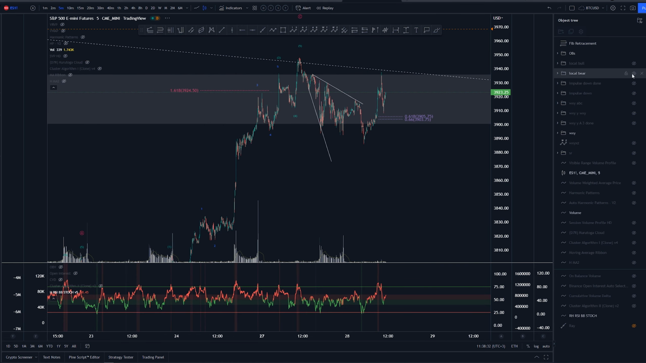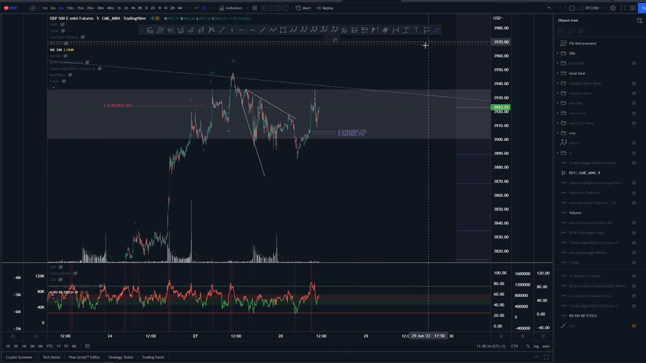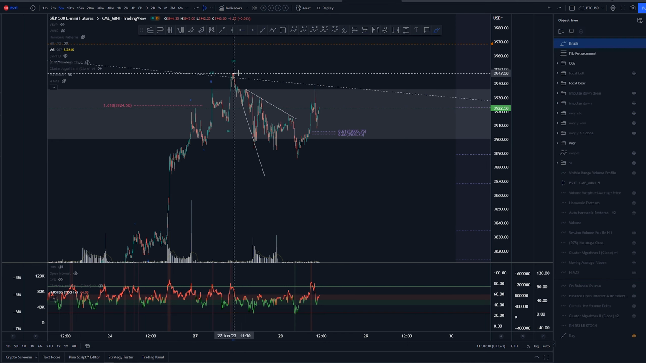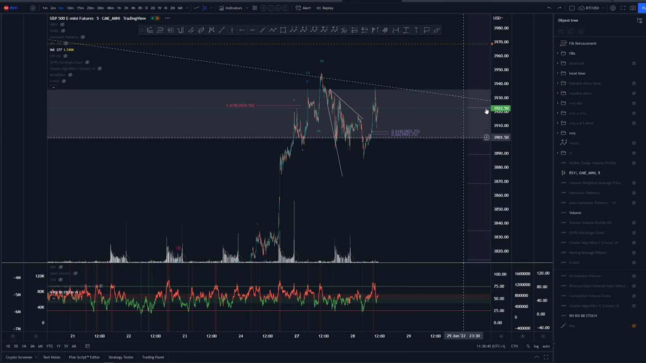But again, if we are looking at this as bearish, then we would have to interpret this a bit differently. We can't take out these highs. If we do, then this bearish count is out the window.